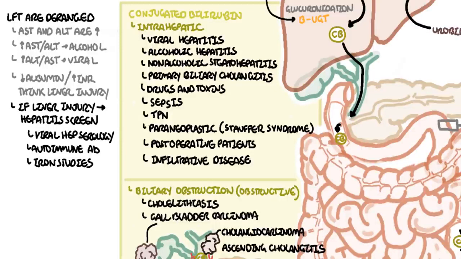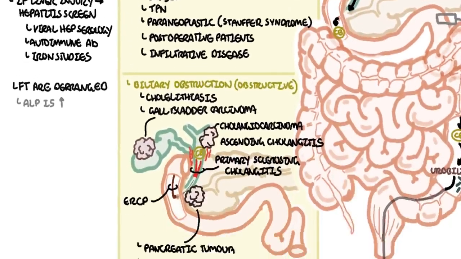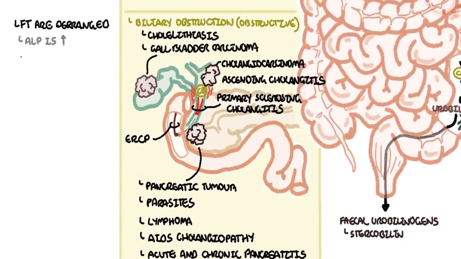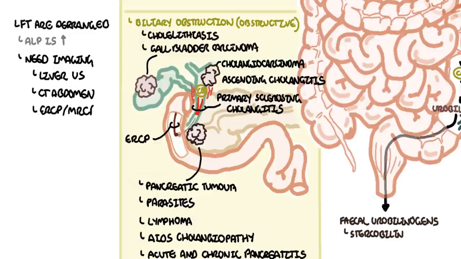For conjugated hyperbilirubinemia and suspected biliary obstruction, the conjugated bilirubin is high and the liver function test is also deranged. The enzymes ALP and GGT are higher than the AST and the ALT. For biliary obstruction, you need to do imaging to look for evidence of intra or extrahepatic bile duct dilation. So for example, doing a liver and biliary ultrasound, a CT abdomen, or an ERCP and MRCP.